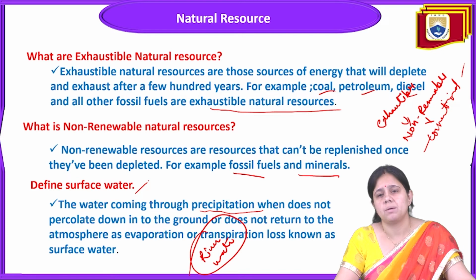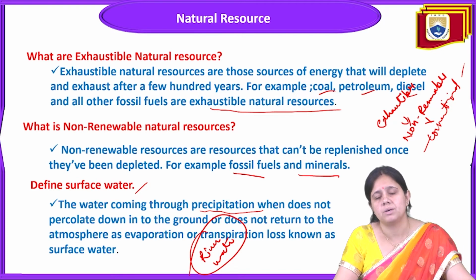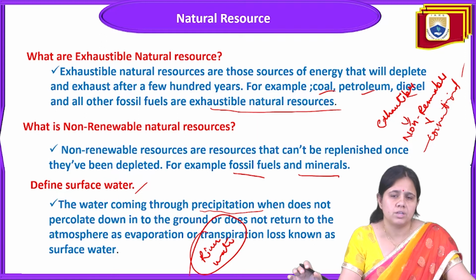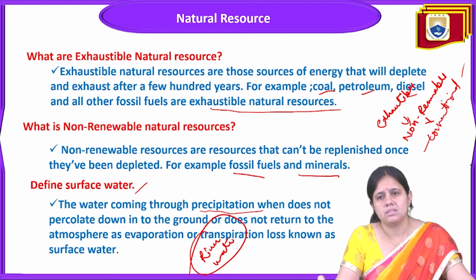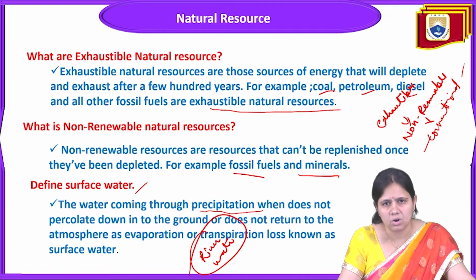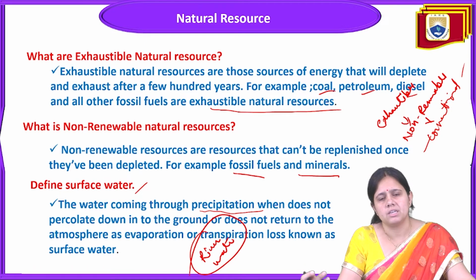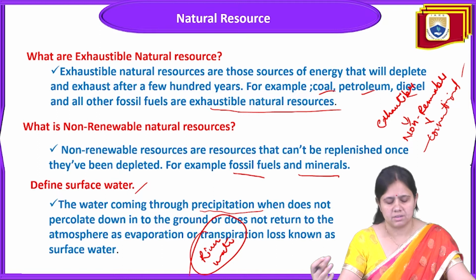Surface water comes through precipitation and does not percolate down into the ground. It means that water will flow on the surface. An example is river water. A river is flowing on the surface. It will not percolate into the groundwater, and it will not be lost by evaporation or transpiration. That's why it is called surface water.